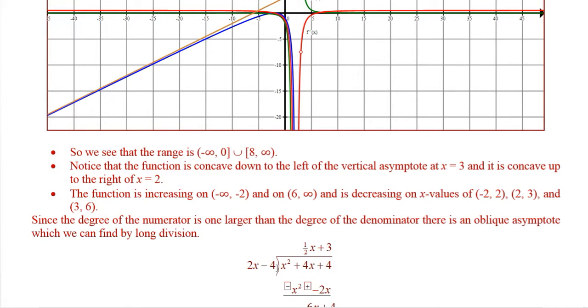Concave down to the left of the vertical asymptote at x equals 3, concave up to the right of x equals 2, that should say.